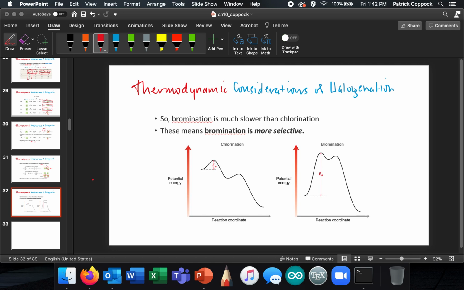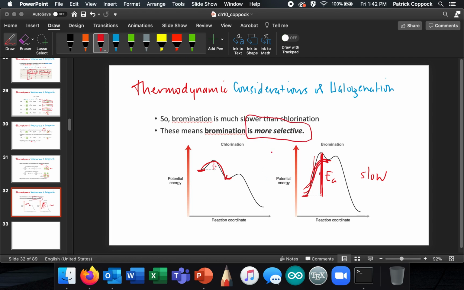Let's look at that from an energetic standpoint. So here's my first step. Like so, for chlorine, you can see it's actually going down, right? But for bromine, it's actually going up. Okay. So since that first step is endothermic, this activation energy is really high. You see that activation energy is really high. That means this is going to be very slow. Since it's slow, that means that we can control it.